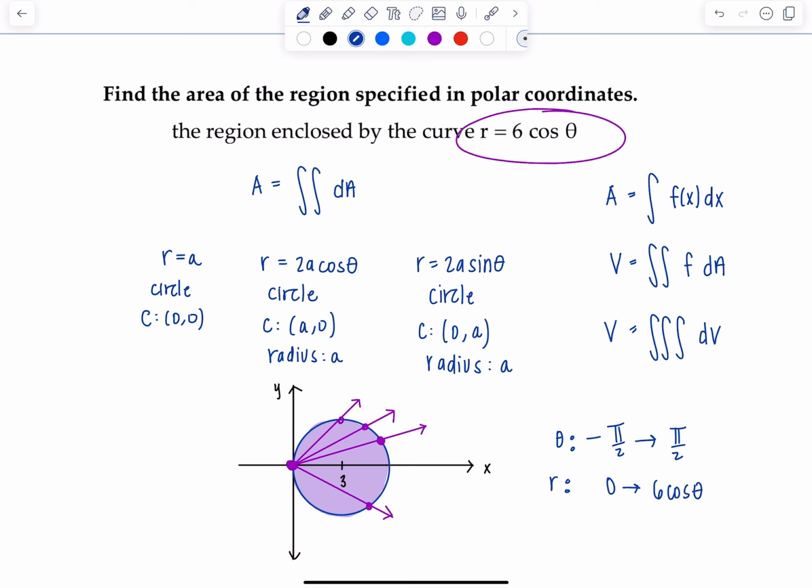If the circle is centered at the origin, then r is going to go from 0 to whatever the radius is, a constant. But when the circle is not centered at the origin, it has to go to whatever the circle's equation is.